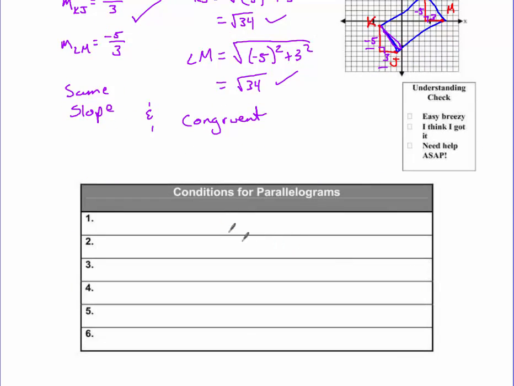And then the conditions for parallelograms, you can write those down. Those are the 5 things that we just saw on the other side, plus the definition. So that's the definition of a parallelogram, which says it has 2 sets of parallel sides. And then the 5 things that we just had on the other page.